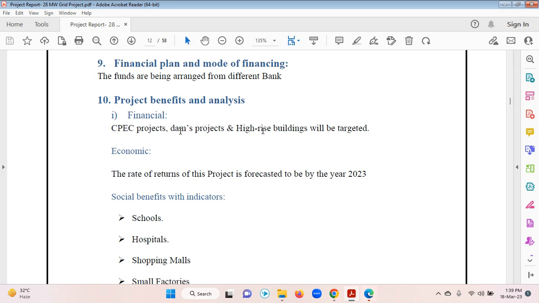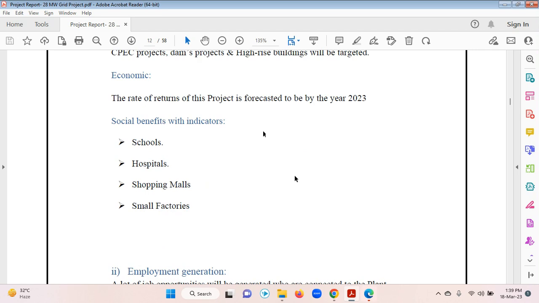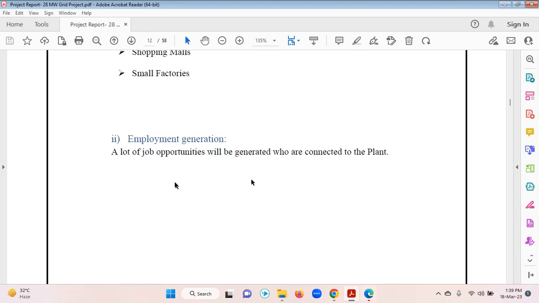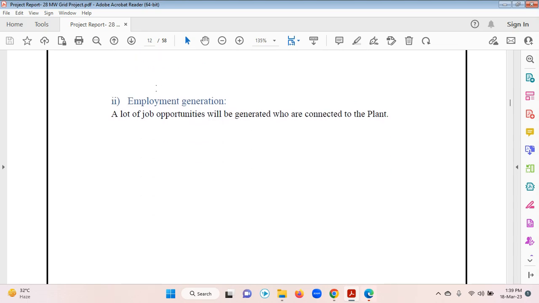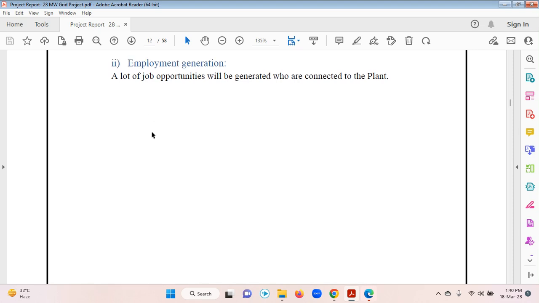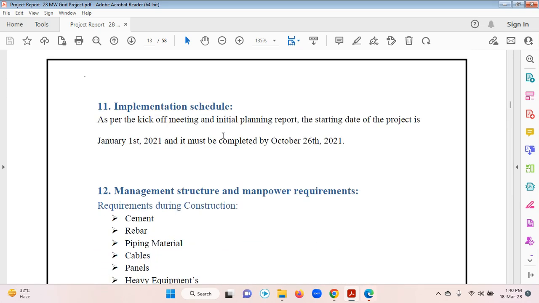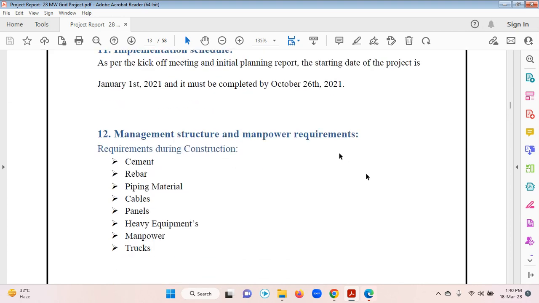Social indicators: this project will also serve the schools, hospitals, shopping malls, and factories. Not only will this project help rebuild Pakistan, but it will also help with employment generation, as a lot of workers will be required during this project. The schedule, as shared above, was to start on 1st January and be completed by 26th October.